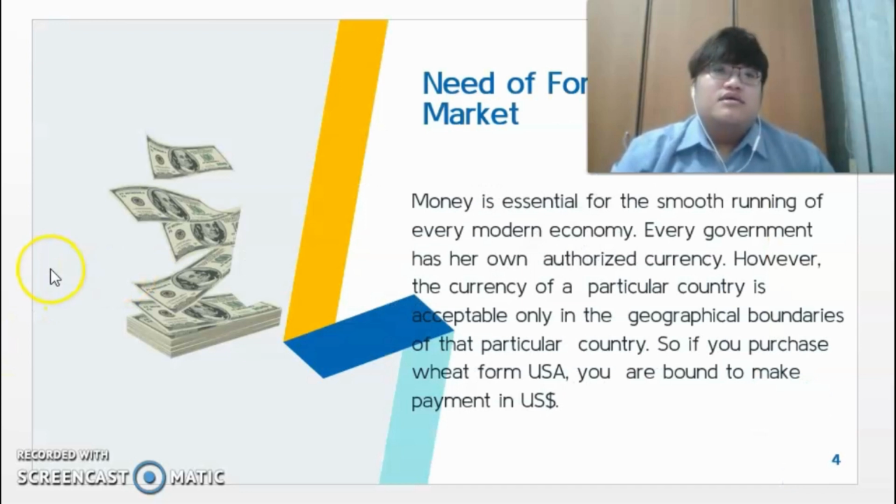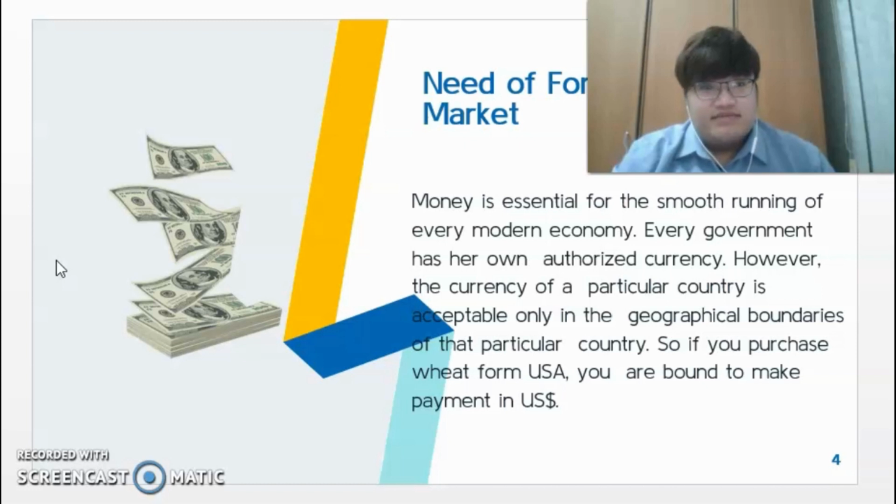What is the need for the foreign exchange market? Of course, it's money. Money is essential for the smooth running of every modern economy. Every government has its own authorized currency. However, the currency of a particular country is accepted only within the geographical boundary of that country. So if you purchase from the USA, you are bound to make payment in USD. In Malaysia, it's the ringgit Malaysia, and Singapore uses the Singapore dollar.